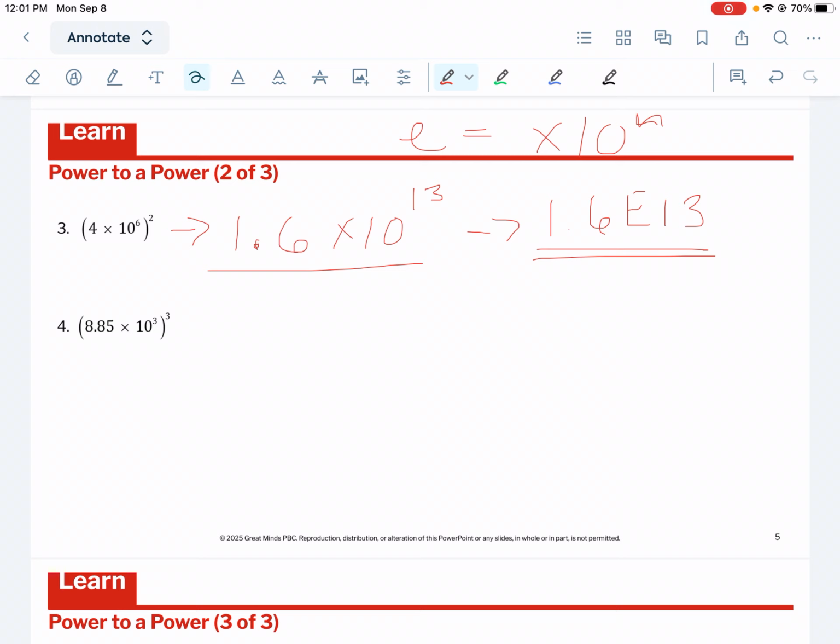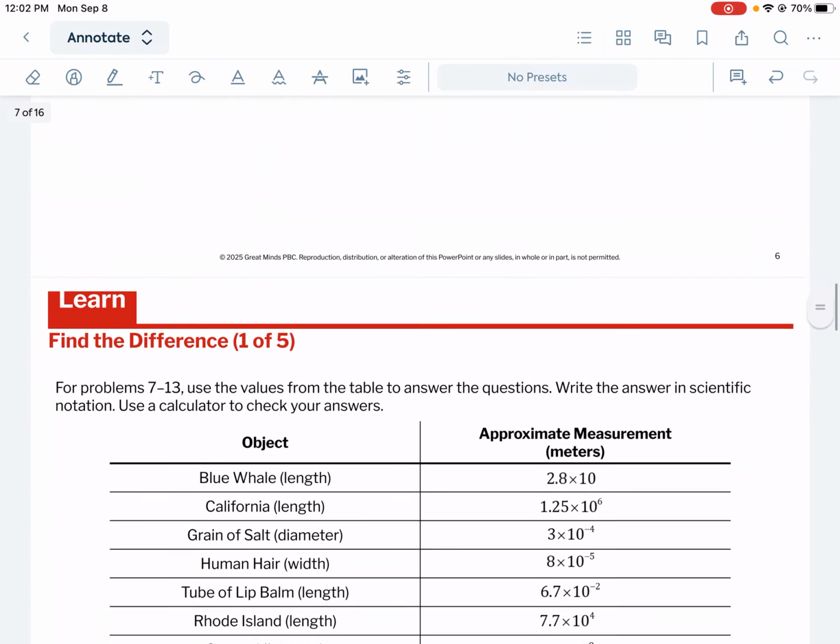Now, number 4, 5, and 6, I'll let you guys do that in your own time, and just leave that as some independent practice when you have free time. To warm up to it, we're going to move on a little bit to number 7.